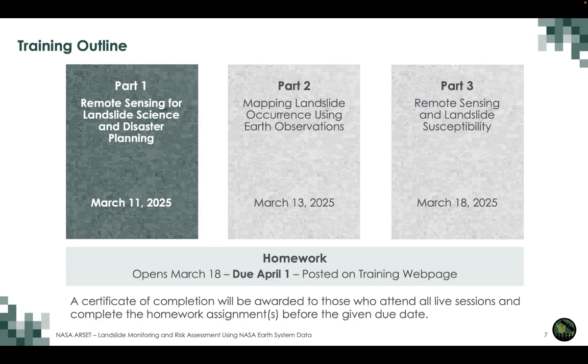Over these 2 weeks, from March 11th to March 18th, there will be 3 1.5-hour sessions, which will include presentations, demonstrations, and question and answer sessions. All materials and recordings from each session will be available from the training webpage. If you are not able to attend one part, a recording will be made available within 48 hours on the ARSET training webpage. Homework opens on March 18th and will be due on April 1st. You will be able to access the homework from the training webpage on March 18th. A certificate of completion will be awarded to those who attend all live sessions and complete the homework assignment by the given due date.